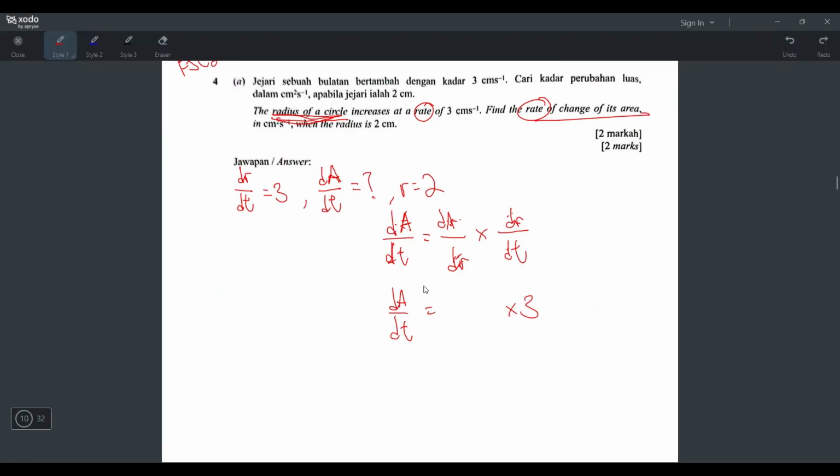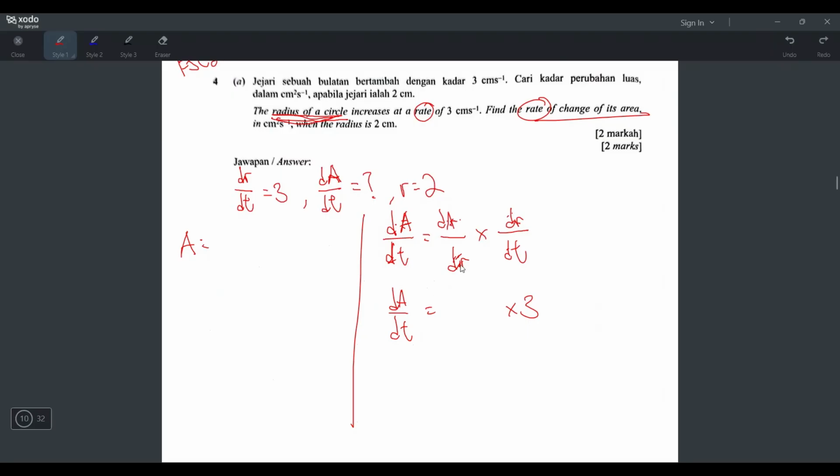So what you have to find now is dA over dr, because you're trying to find the final answer last. That's why I asked you to leave an empty space here. It's for you to find this dA over dr. But if you don't write this, how do you know what you're trying to find, right? That's why you write this first. So now you know you're trying to find dA over dr. But before finding dA over dr, you need to have the equation A in terms of r first.